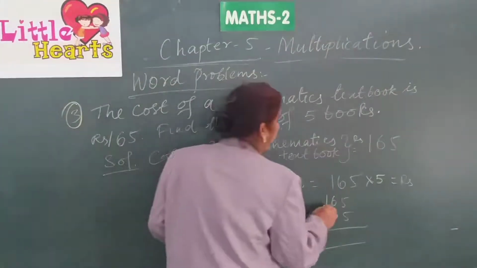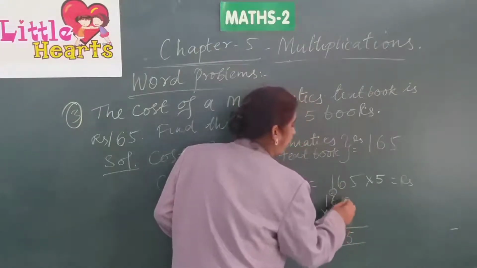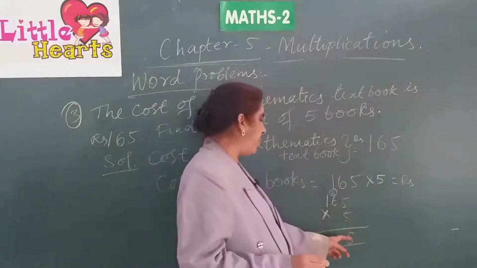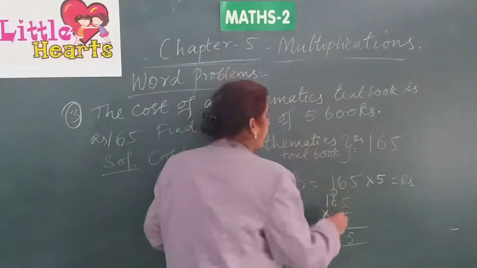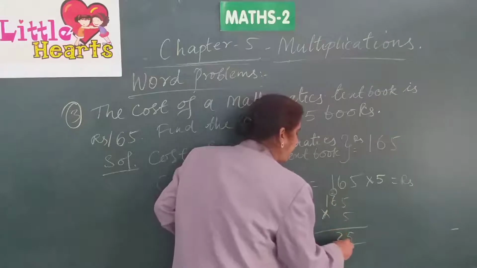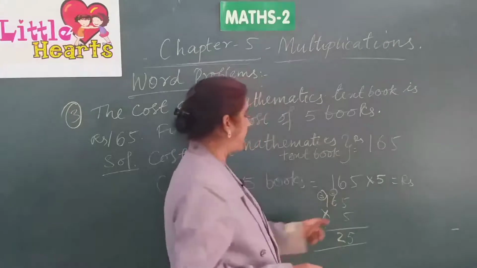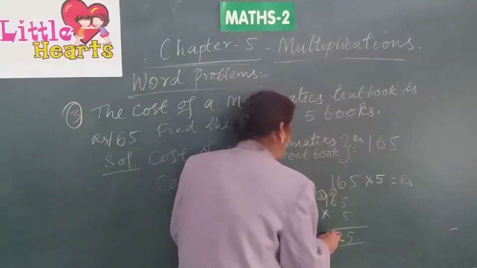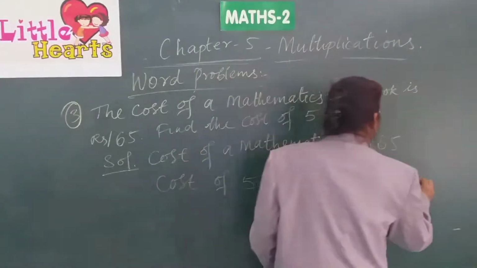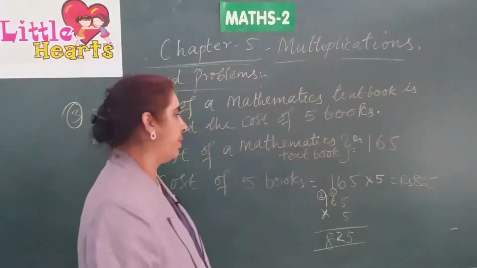So 165 into 5. 5 5s are 25. Carry 2. Always start multiplying from the ones place. 5 5s are 25. 5 in the ones and carry 2 to the tens place. 5 6s are 30 plus 2, 32. 2 in the tens place, and 3 should be carried to the hundreds. 5 ones are 5 plus 3, 8. So rupees 825 is the cost of 5 textbooks.